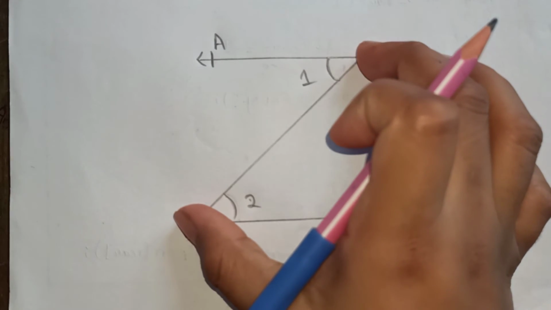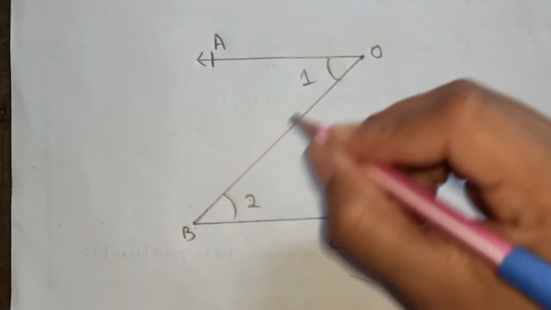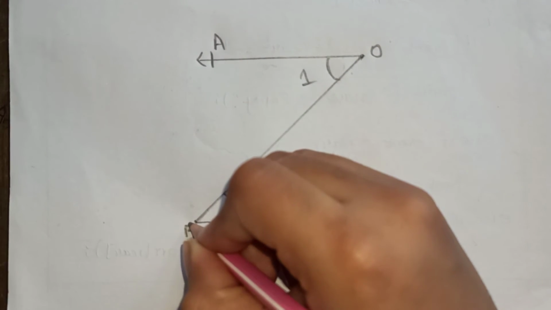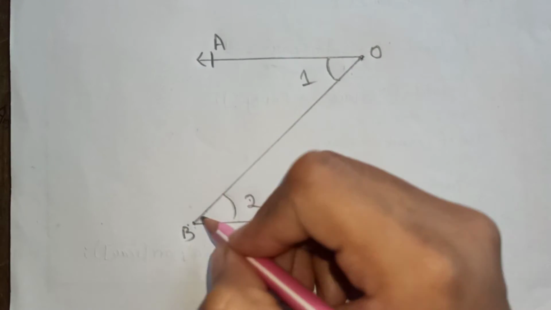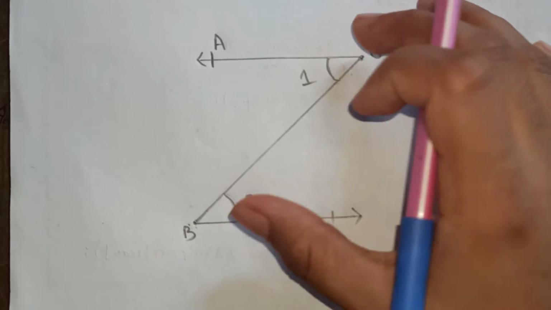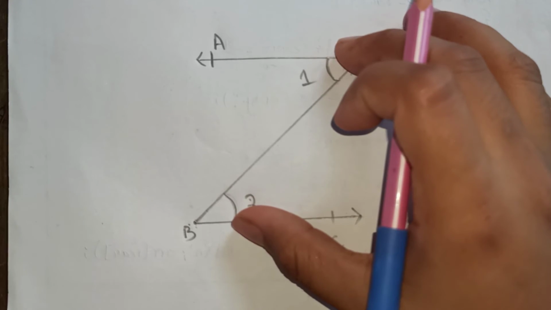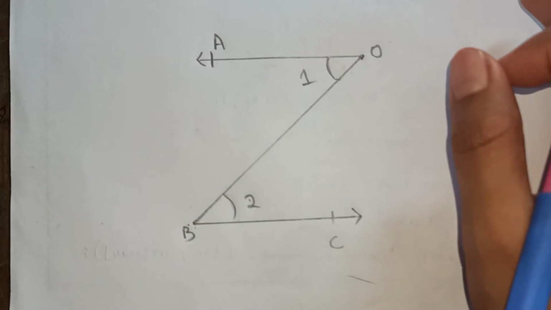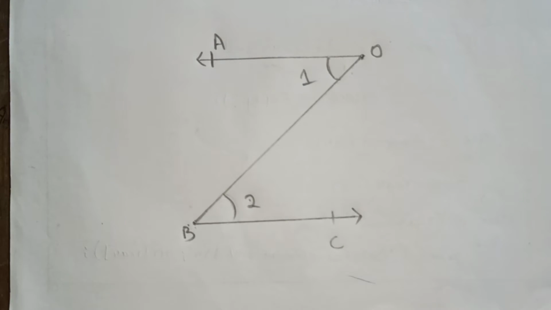Though they have a common arm, this line is common to both of them, but their point is not common. The point of angle 1 is O and the point of angle 2 is B, so these two angles are not adjacent. These two angles are not adjacent because they do not have a common vertex, hence they are not said to be adjacent. I hope you have understood what are adjacent angles.